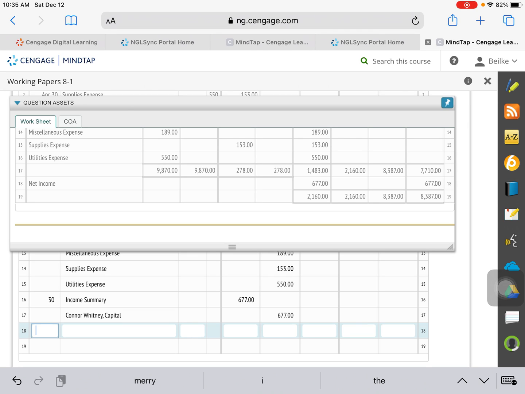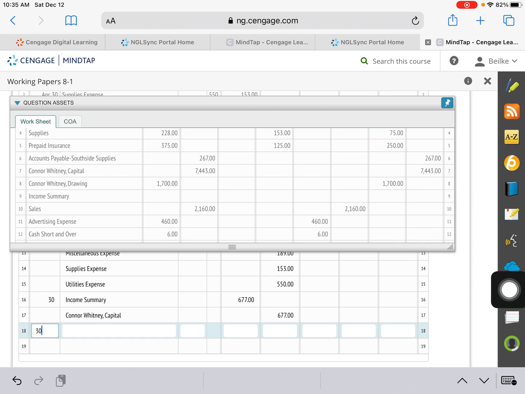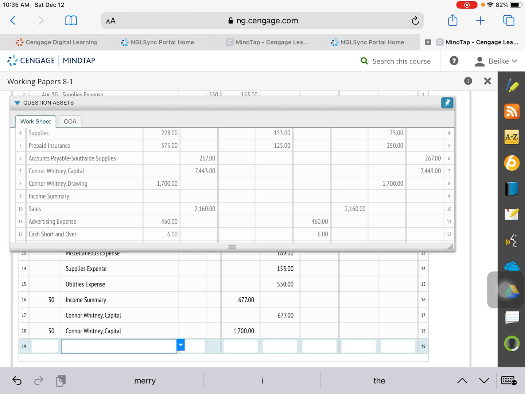Our fourth entry is an entry to close the owner's drawing account. So on the 30th, if you look at your drawing account right here, you can see it is a debit of $1,700. In order to close out your drawing account, you have to credit it for $1,700. And the account that it's going to be put in is our capital account. Drawing makes capital go down. To make capital go down, you have to debit it. So Connor, Whitney, capital is going to be decreased by the amount of the drawing, which is $1,700. Our Connor, Whitney drawing account is going to be credited for $1,700 to close it out and to create a zero balance.